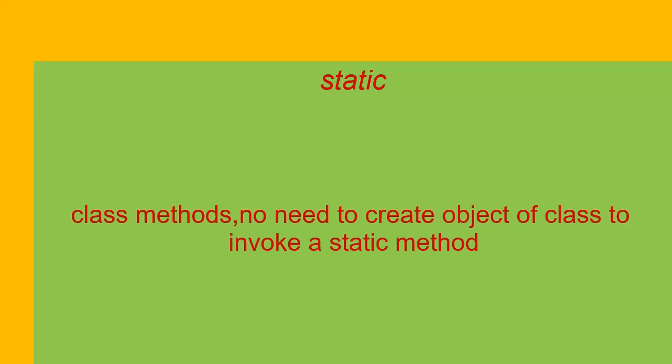The next method modifier we are going to discuss is static. Static methods are class methods. There is no need to create an object of a class to invoke a static method. All the static variables and static methods can be used inside a static method without creating an object of that class. They can be directly used. No instance variable or instance method can be used inside a static method. We will discuss static in detail in our next lecture.